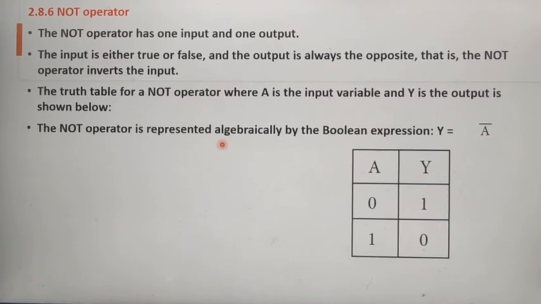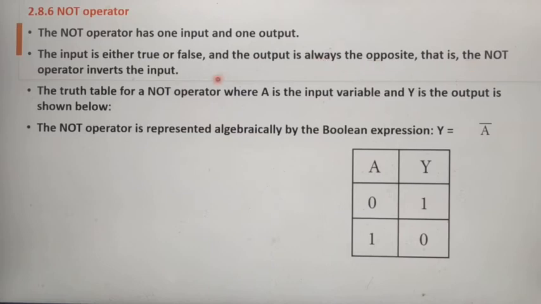Next we can see the NOT operator. The NOT operator has one input and one output. Here we have a single input and a single output. The input is either true or false, and the output is always the opposite. If the input is false, the output will be true. If the input is true, the output will be false. That is given. The output is always opposite.